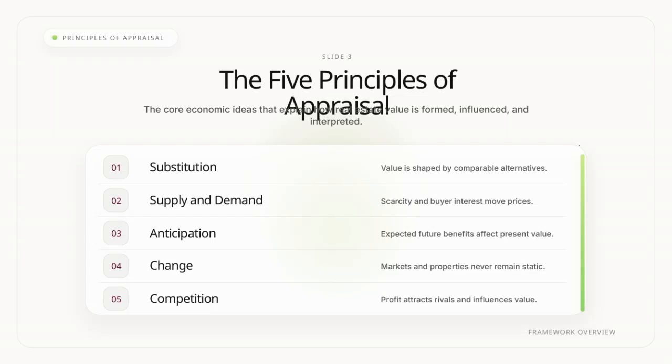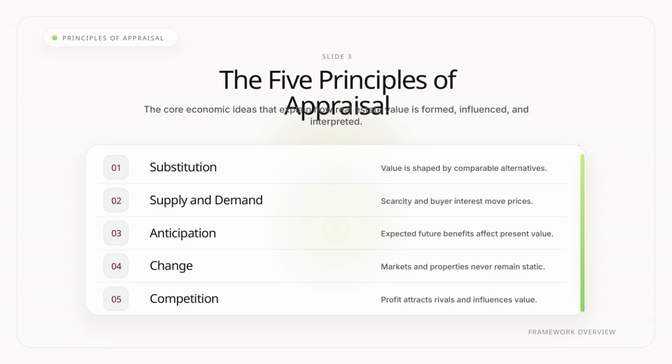Now, let's explore the 5 fundamental principles of appraisal, which are key to understanding real estate value. First is substitution, the idea that value is influenced by the cost of comparable alternatives. Essentially, buyers will compare similar properties and choose the one that offers the best value. Next, we have supply and demand.